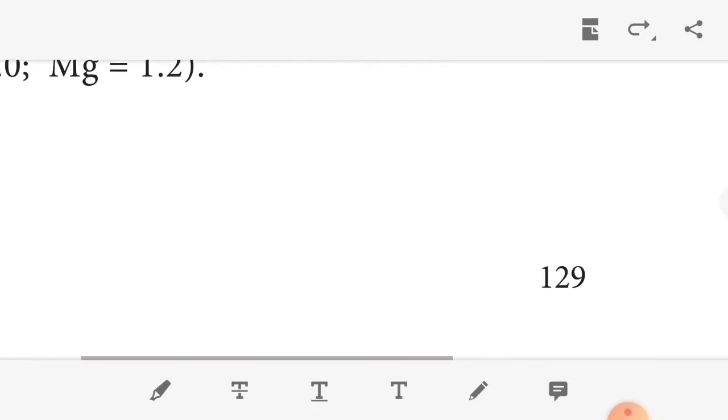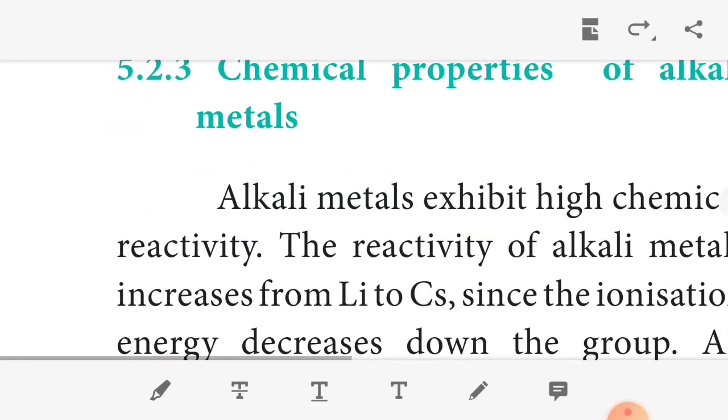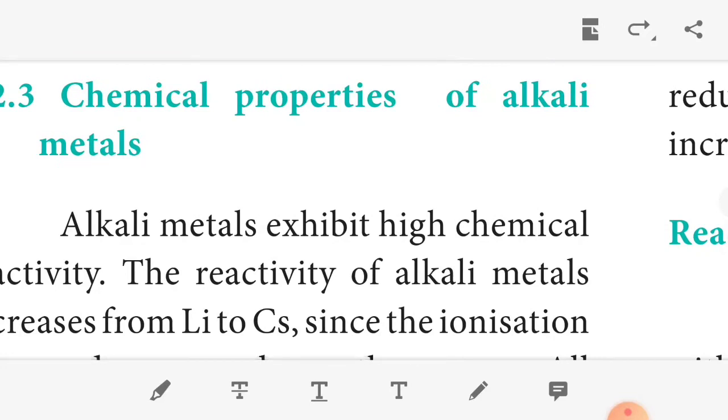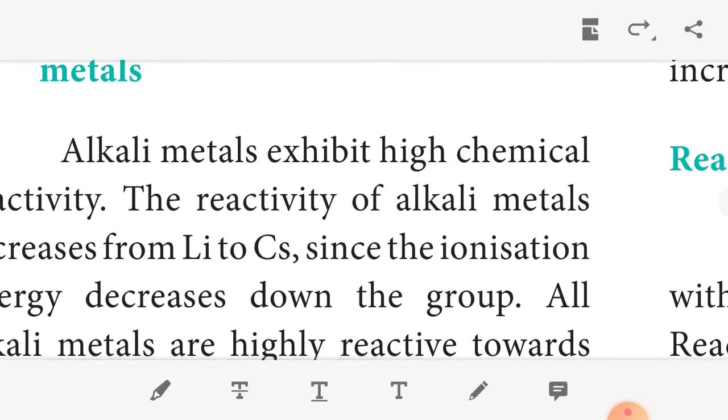The next topic is chemical properties of alkali metals. The alkali metals exhibit high chemical reactivity. They react with high electronegativity elements, so they are called highly reactive. The reactivity of alkali metals increases as we go from lithium to cesium.